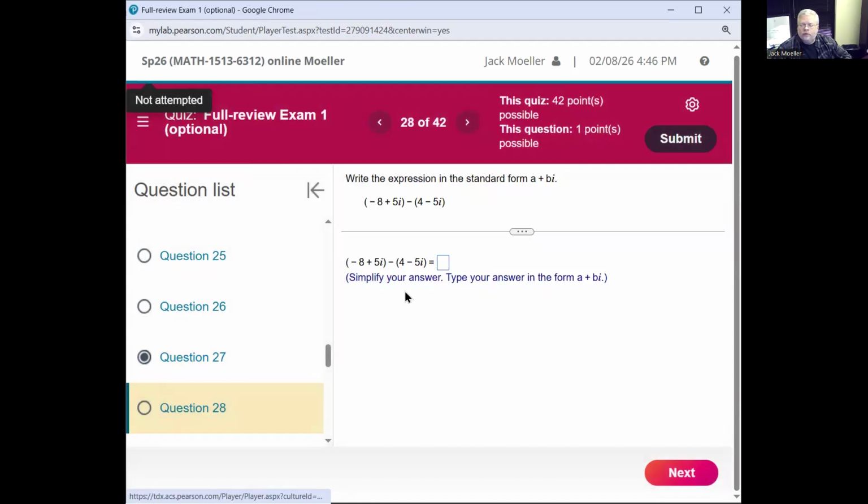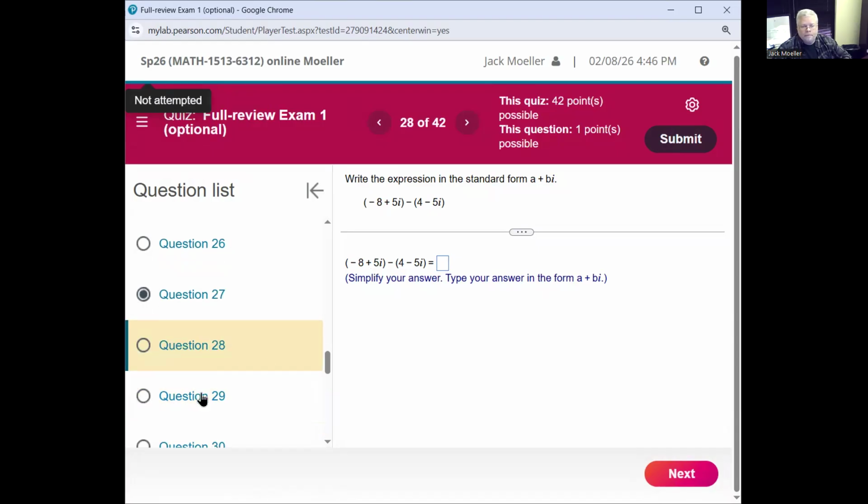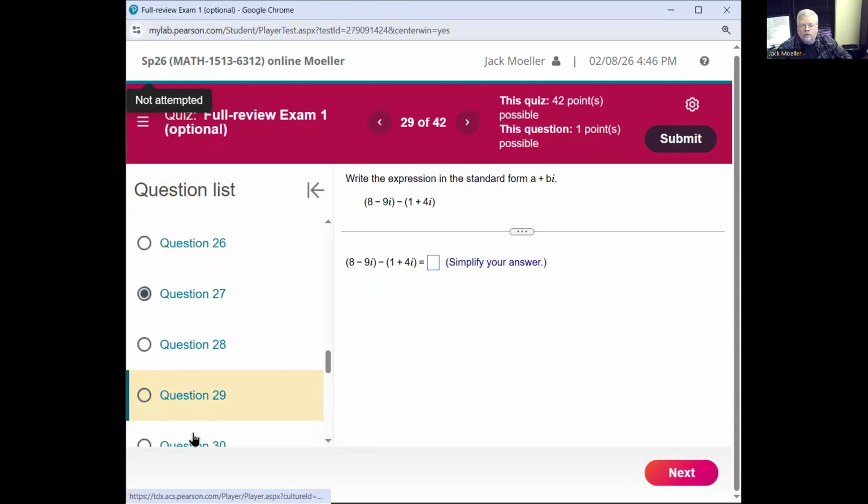If you have to add or subtract these, this is just like with x. There is no difference really. There's nothing to distribute for the first one, so you can drop those parentheses. This has a negative distribute, so that'd be -4 and then plus 5i. Once you do that, then you just combine your like terms, just like they're x's. There's another add or subtract.